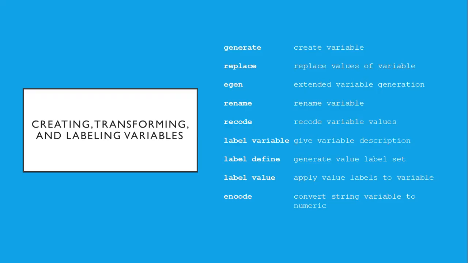So we also have what we call encode. The encode command converts string variables to numeric. I'm sure we understand what a string variable is. So encode converts string variables to numeric.